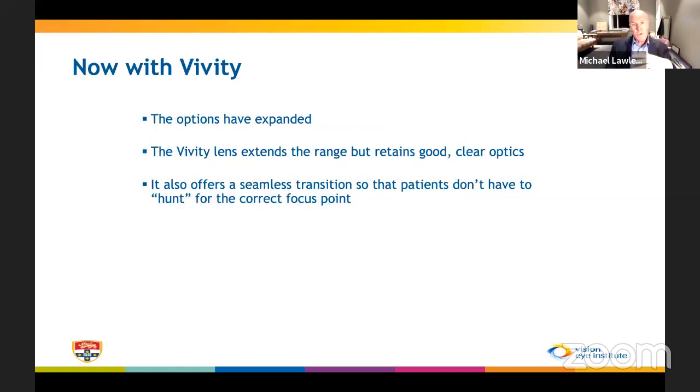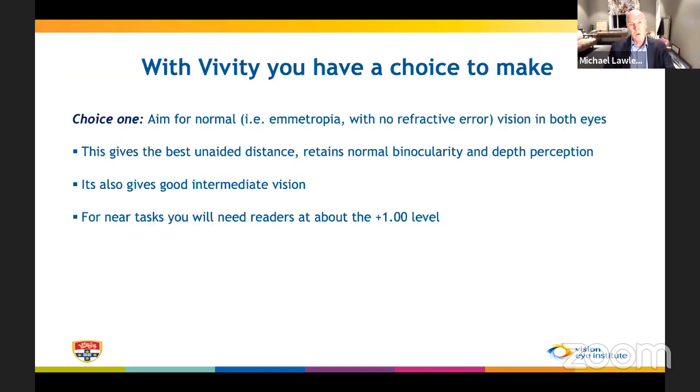So with Vivity, those options do expand. It extends the range, but does retain good, clear optics. It also does offer a seamless transition, and this was a surprise to me. The patients don't have to hunt for the correct focus point. It's a really nice transition seamlessly from distance to intermediate and a little bit into near if you offer some mini monovision. So you have a choice, and this has made my patient conversation quite easy these days.